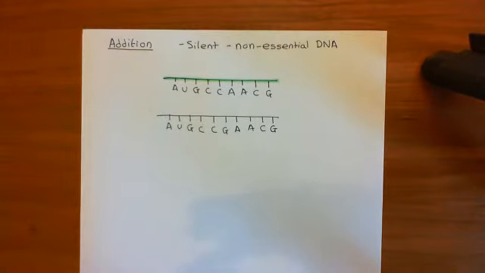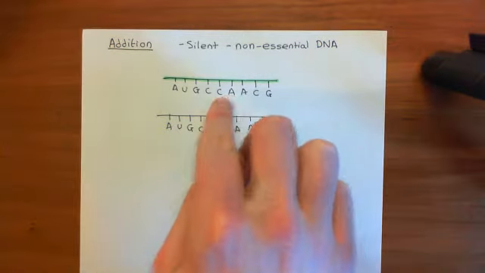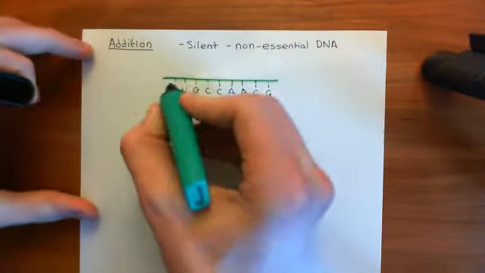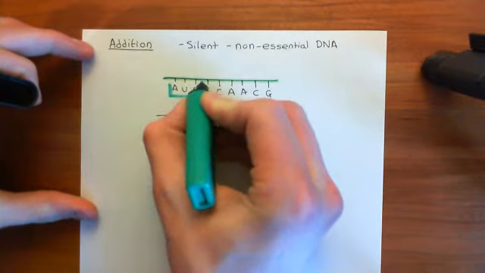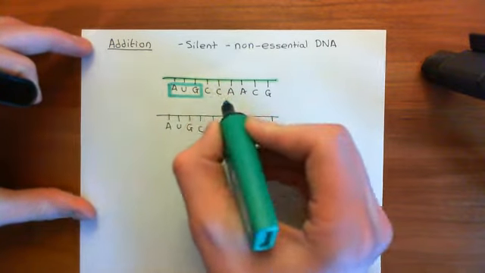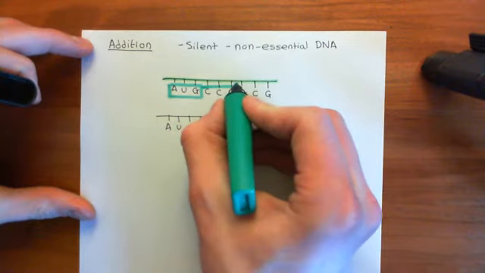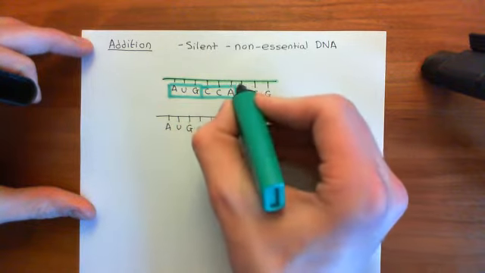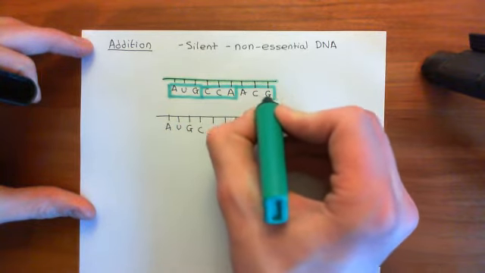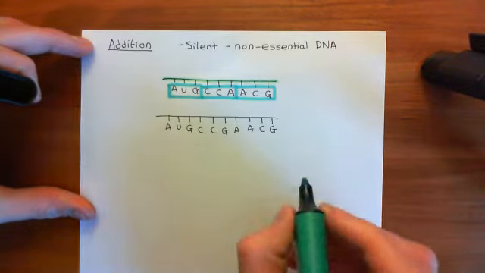Well, let's think about how we would have translated this protein up here. So we'll start at the start codon here. We'll put in an amino acid for that start codon. We'll then move on to CCA. We'll find the amino acid for CCA. We'll then move on to ACG. We'll put in the amino acid for ACG.